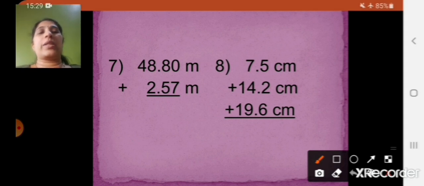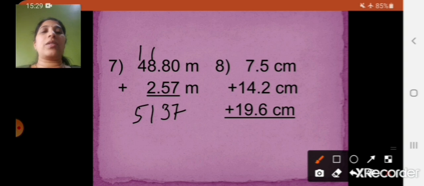Right? So what is 0 plus 7? 0 plus 7 is 7. 8 plus 5 is 13. So 3 I will write down, 1 carried over. 1 plus 8 is 9 and 9 plus 2 is 11. So 1 I have written down, again 1 carried over. 1 plus 4 is 5. So you got it as 5.